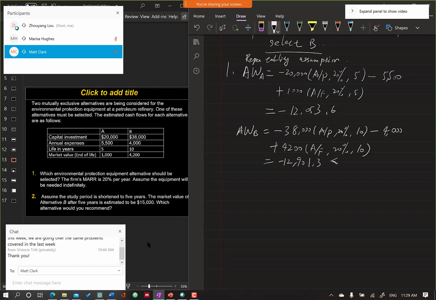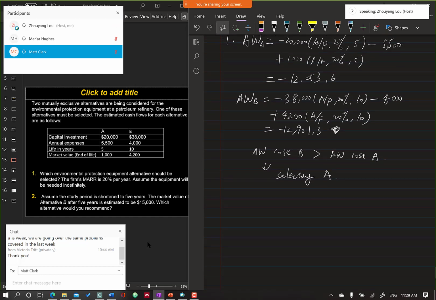Okay, so the annual worth cost of B is actually larger than the annual worth cost of A. Then we conclude by selecting A, and that's for the first problem.